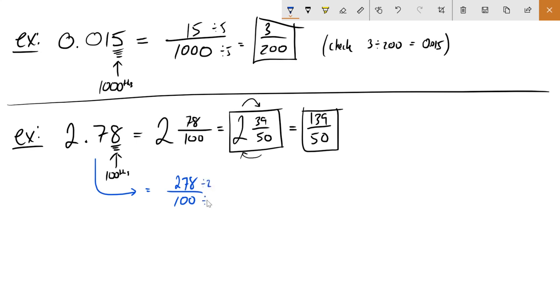That's reducible by 2. And then that would get you 139 over 50, which would then turn into 2 and 39 fiftieths. So it actually doesn't matter whether you start with a mixed number and go to improper, or start with improper and go to mixed number. It'll work both ways.